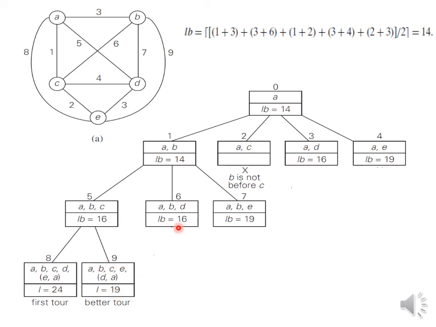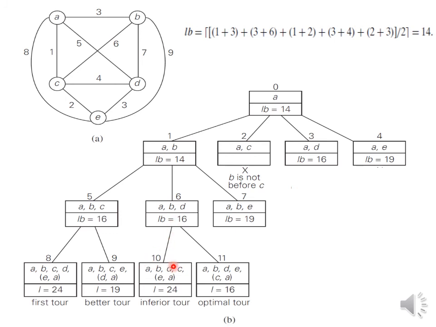Now expand this also, because it has the same lower bound. So we will get the paths A, B, D, C, E, A with length 24, and A, B, D, E, C, A with length 16. So among these four nodes, 8, 9, 10, 11, the best one: first we got 24, then we got 19, which is better than 24. Then again we got 24, which is not better than 19. Finally we got 16. So among these four, this is the optimal tour.